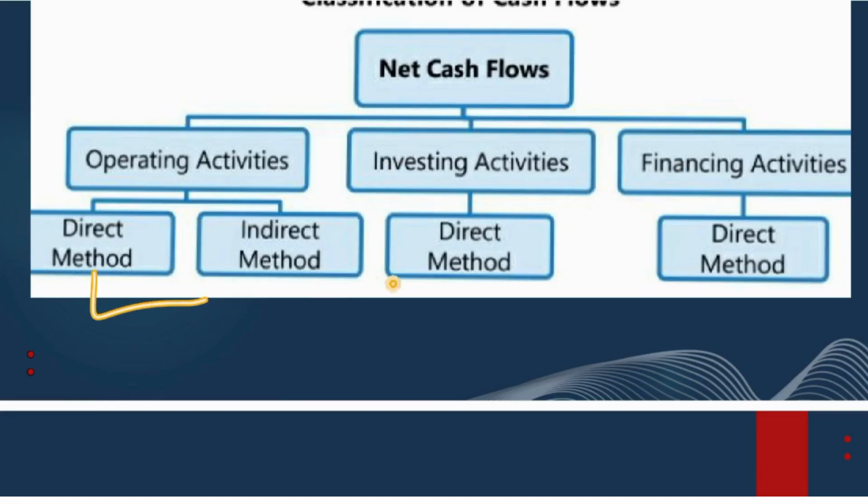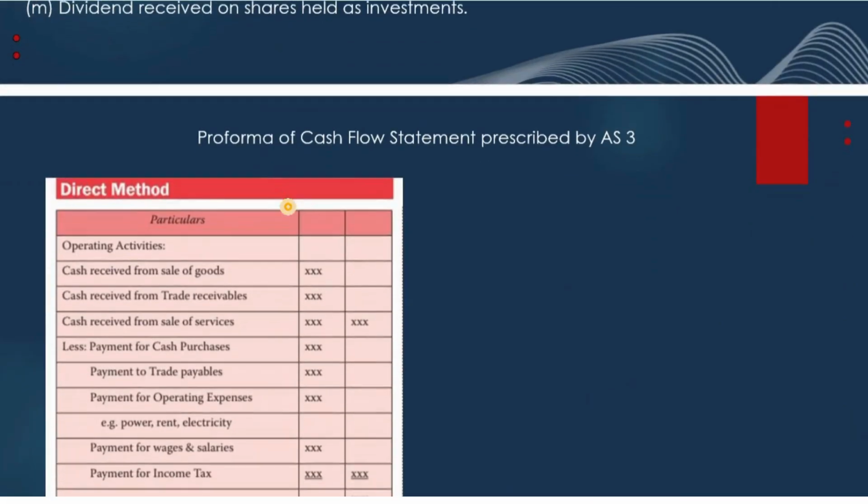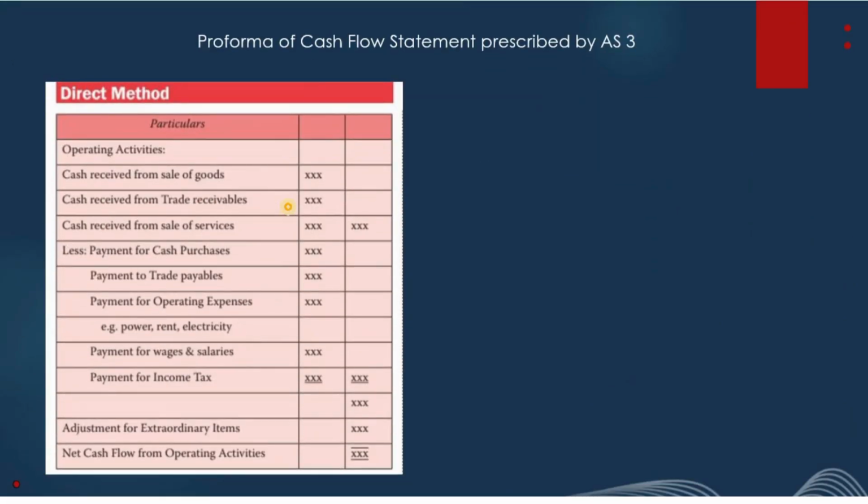Okay, under the direct method as well as under the indirect method, the only change happens in the operating activity, where your proforma gets changed. Now we are going to discuss the direct method, and in the upcoming lecture we are going to discuss the indirect method, because we are going to solve a problem related to this concept.